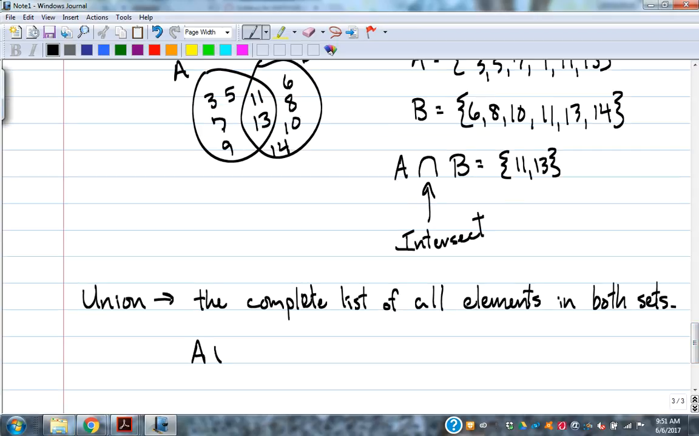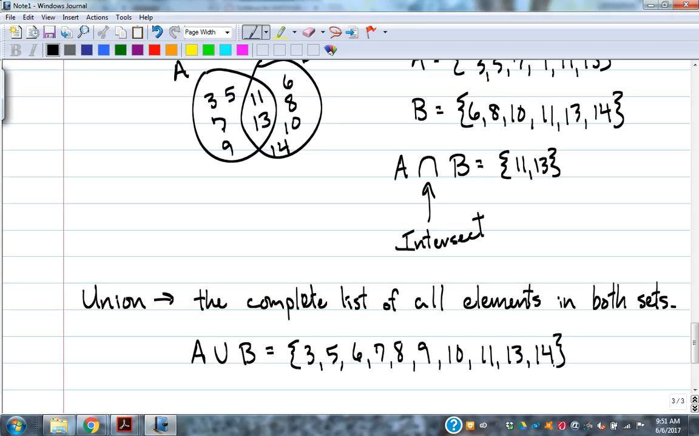So A union B. It's just a U. It makes more sense than an intersection does because it's just a U for union. So intersection is flip over the U. It's the opposite of that. For these two sets, A and B, the union is listing out all of the elements there. So you would have 3, 5, 6, 7, 8, 9, 10, 11, 13, 14. That's the union. It's just the combination of both sets.